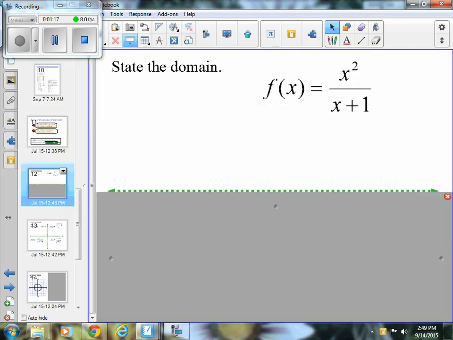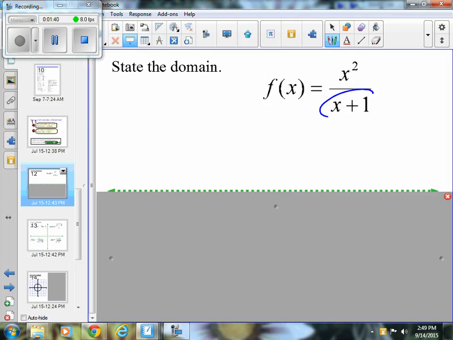So let's take a look at the top one here. It says state the domain, which means they want us to say what can we use. Now this might not be a function that you recognize. It's what we call rational. It's a ratio. So you may not recognize what the graph looks like, but the issue we have to deal with is the fact that it's a fraction. So if it's a fraction, there's a number we have to be careful of. We can't ever divide by 0, so we want to make sure that there's never a 0 on the bottom.